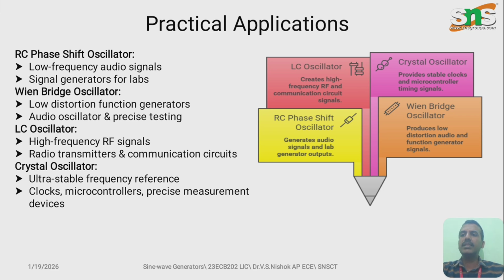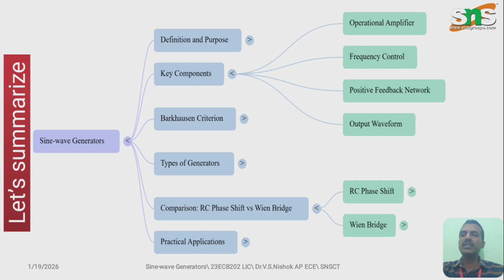And LC oscillators, with high frequency range, will be used for radio communication, RF signals, radio transmitters and carrier communication circuits. And finally the crystal circuit with quartz crystal, even though it is very expensive, will be used as an ultra stable frequency reference. It has very high frequency range stability, and it will be used in clocks, digital clocks, microcontrollers, precise measurement devices, etc. So that's all about the practical applications, and we are moving to the summarization part.